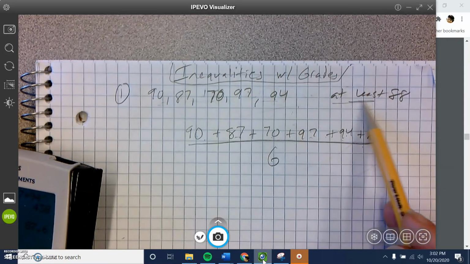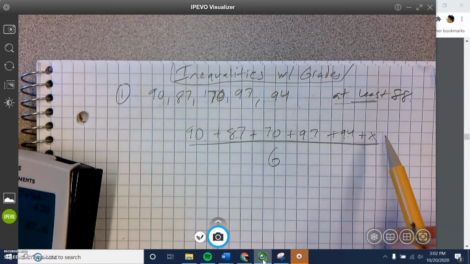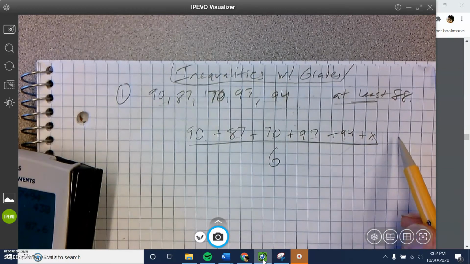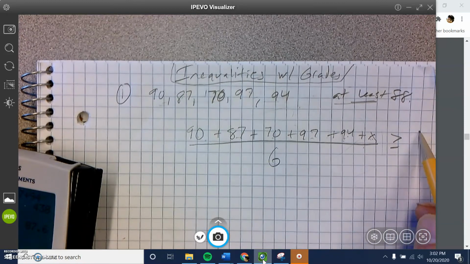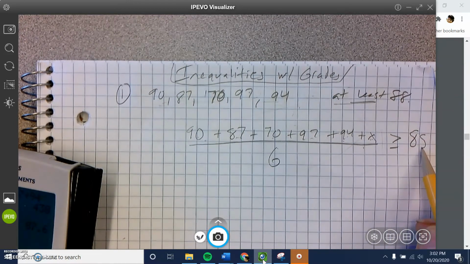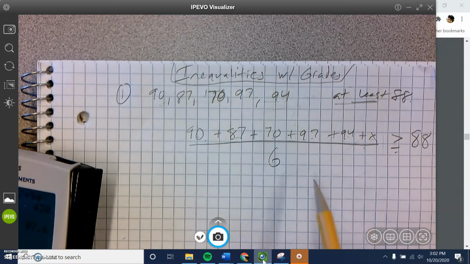It has to be at least 88. At least is not less than. If you must be at least this tall to ride this ride, you have to be that tall or higher. So it's greater than or equal to 88. His average has to be greater than or equal to 88. There you go. So how do we solve this thing?